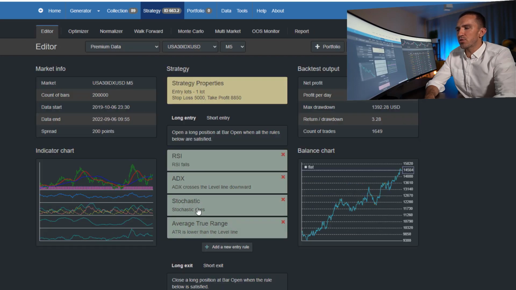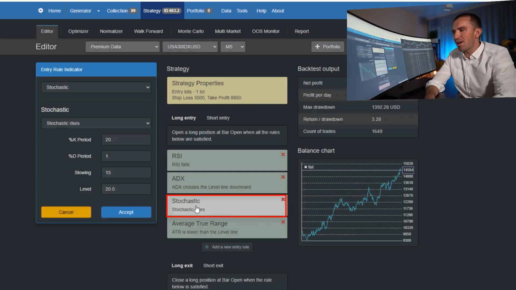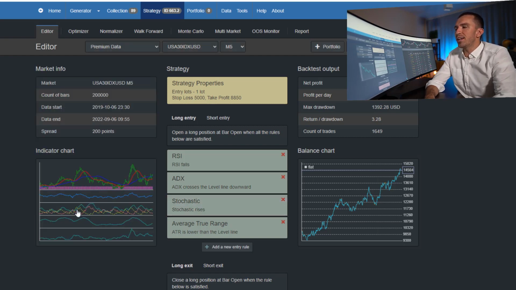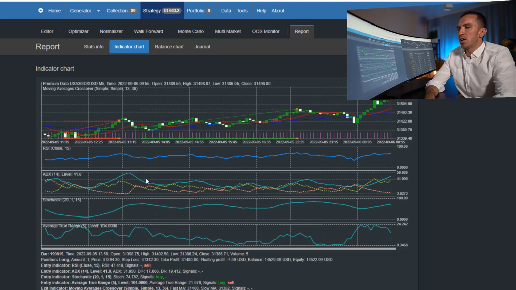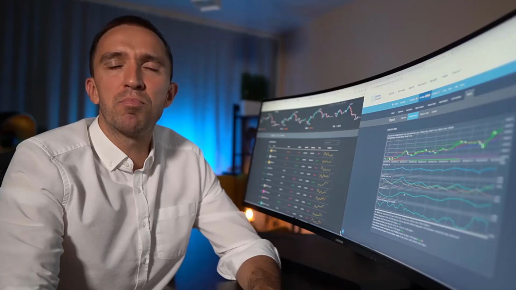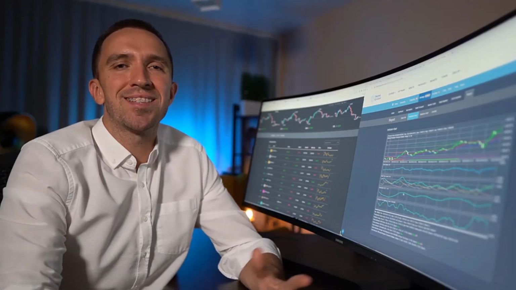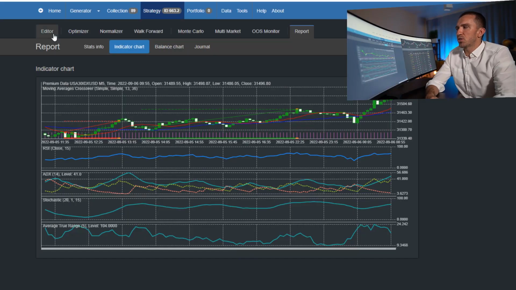The third entry condition is stochastic rises. K period 20, D period 1, slowing 15, level 20. We need to see at the very same moment, so here is the example, we need to see the stochastic rises, and it is rising indeed. It's just on the top, but at that moment it is rising, so it's confirming the trade.